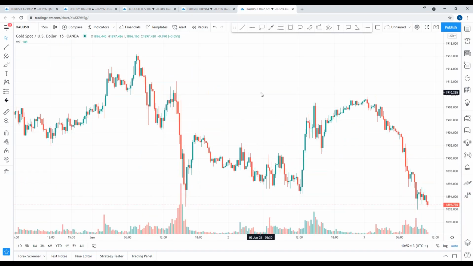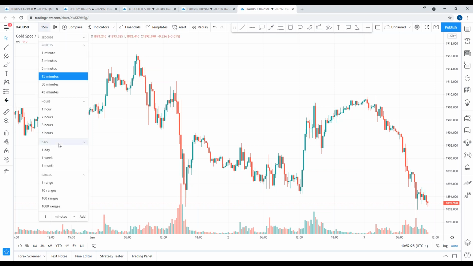Okay, I'll keep it on the white chart for now. Gold chart, let me see. Could you look at the, just trying to find the question. Gold, oh, daily, gotcha. Okay, daily time frame.